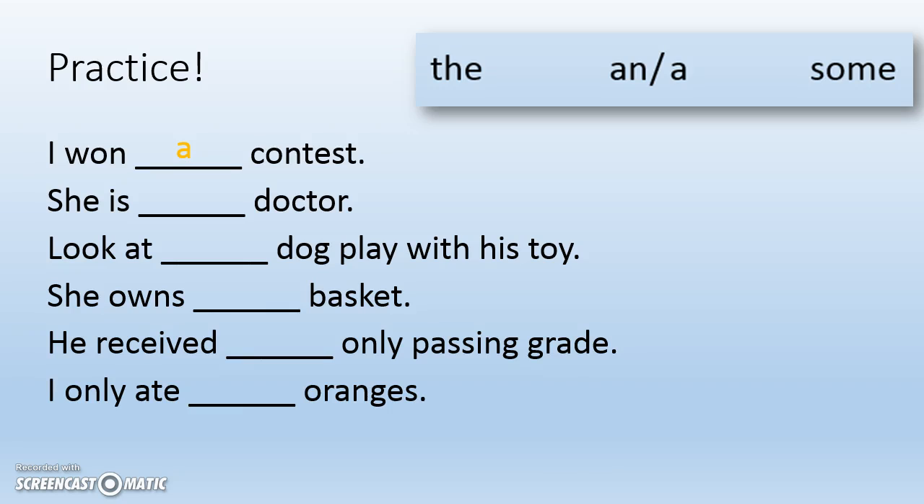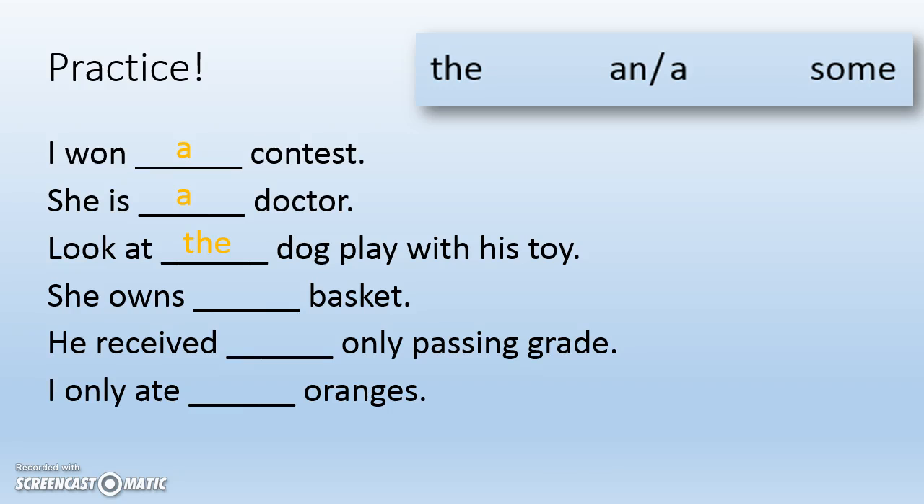Again, we don't know what type of doctor she is, so we must use a general article, which is a. She is a doctor. The third example, look at blank dog play with his toy. In this example, we know to what the author is referring to. The author is referring to the specific dog play with his toy, so we can use the article the. Look at the dog play with his toy.